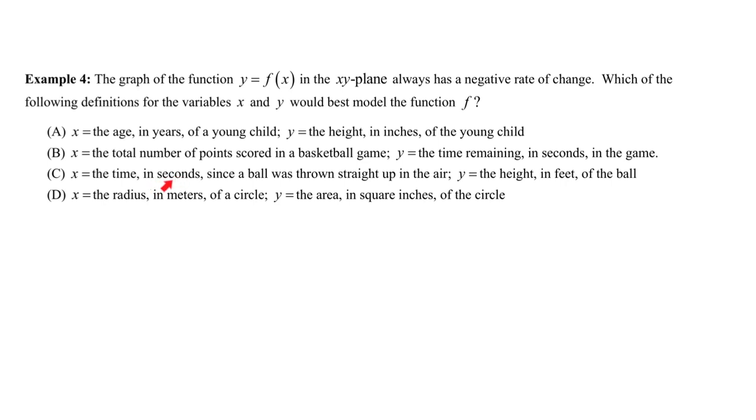Time in seconds, well, time goes up. The ball was thrown straight up in the air. What is the height? Well, that's going up and going down, so that's not going to be right, because we want to be negative throughout the whole thing. And then the radius in meters versus the area. As your radius gets bigger, your area gets bigger. If you want to go the opposite direction, if your radius is getting smaller, the area is getting smaller. Those are the same direction. So it does make sense that B is the answer.